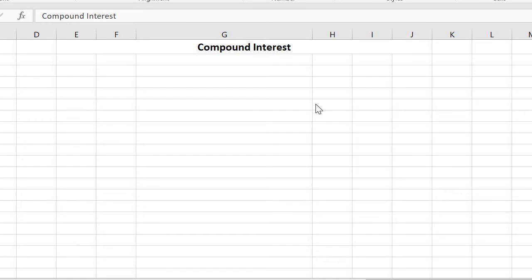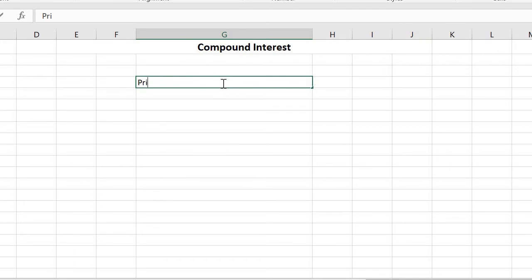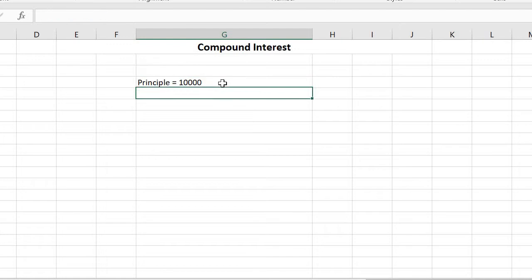Hello everyone. So in today's session, we will be learning about how to calculate the compound interest. For calculating the compound interest, we need some details. For example, number 1, the principal. Let us assume we have taken the principal as 10,000. The next thing we require is the rate, with which we are going to calculate it. So assume we have taken the rate as 0.05.